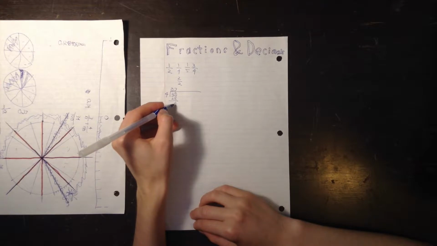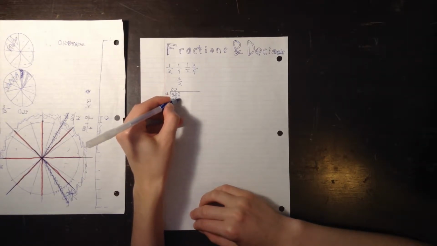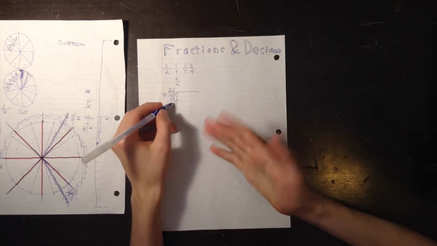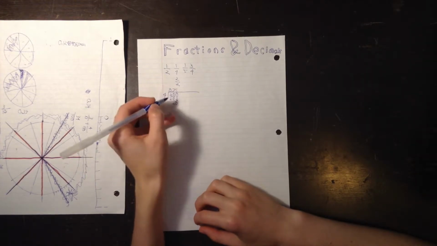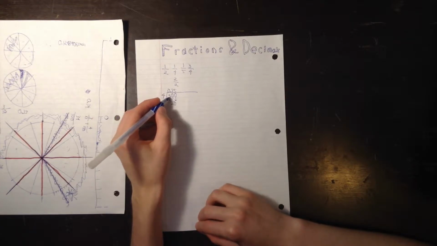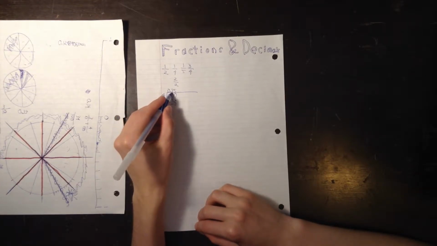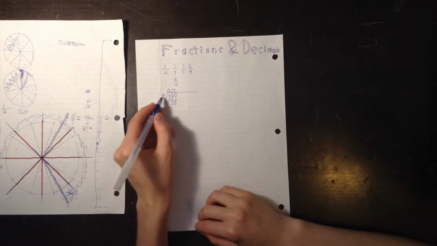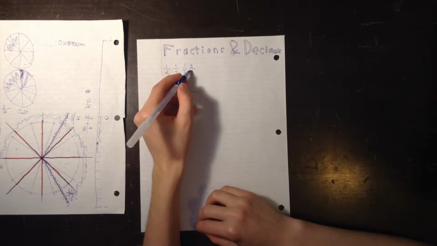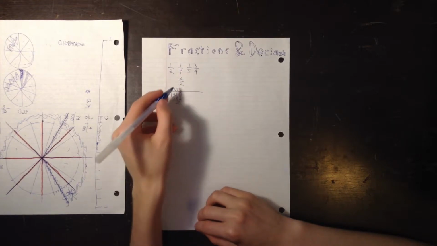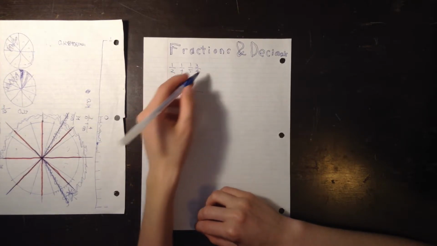Then how many times does 4 go into 2? 4 doesn't go into 2 evenly, so we'll add another decimal place. And 4 goes into 20: 4, 8, 12, 16, 20. That's 5 times, and that's even. So 3 divided by 4 is 0.75. That is a decimal. 3 divided by 4 is a fraction, and 0.75 is a decimal. So that relates them together.